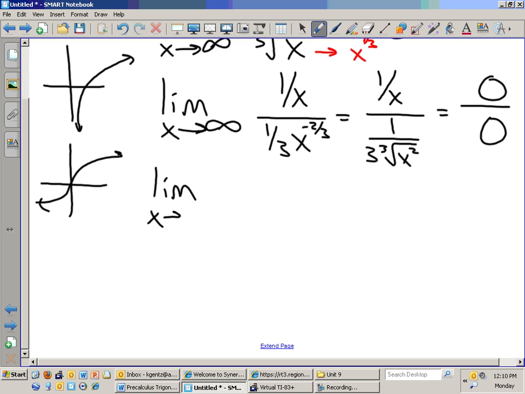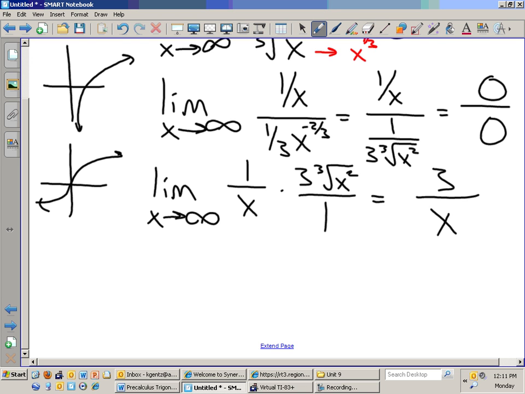Limit as x approaches infinity of 1 over x times the cube root of x squared over 1. So this is like 3x to the 2/3, I will end up with 3 over x to the 1/3. Now, I can plug in infinity. Infinity to the 1/3 is still infinity. 3 divided by infinity will give me 0.